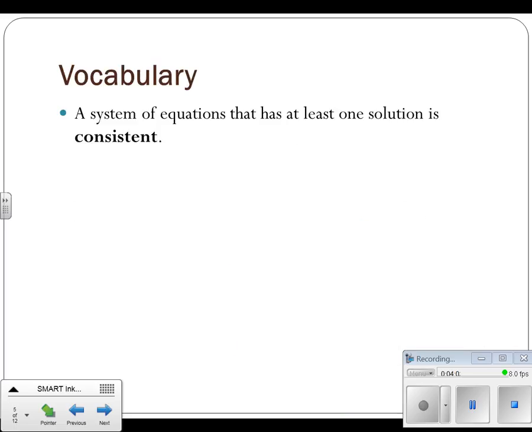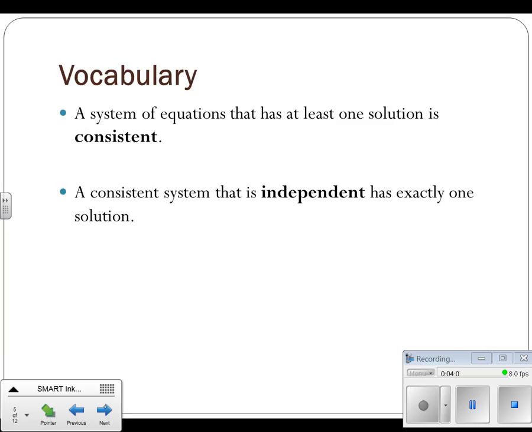A system of equations that has at least one solution is consistent. A consistent system that is independent has exactly one solution. When this happens, you have intersecting lines.